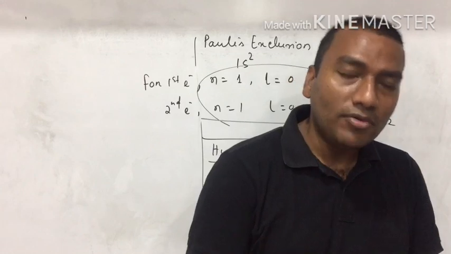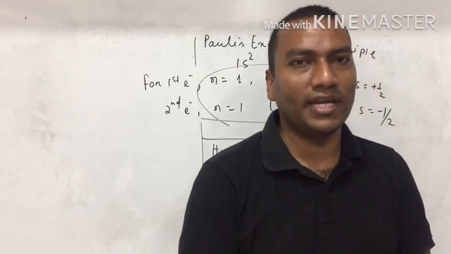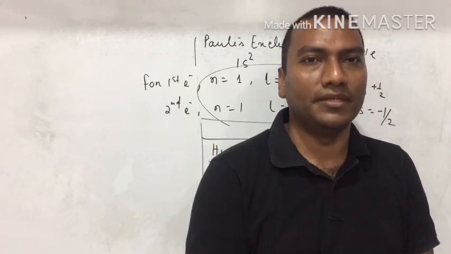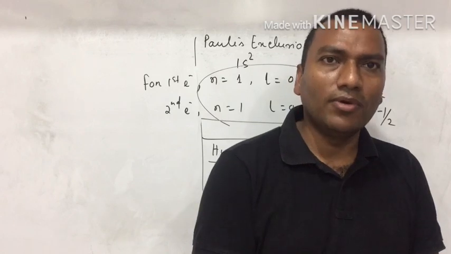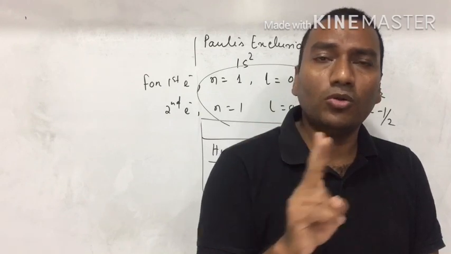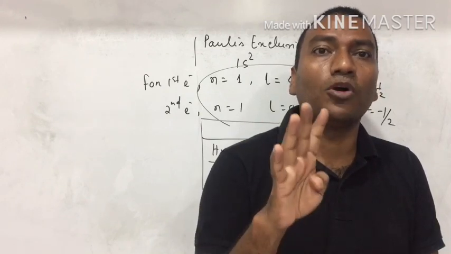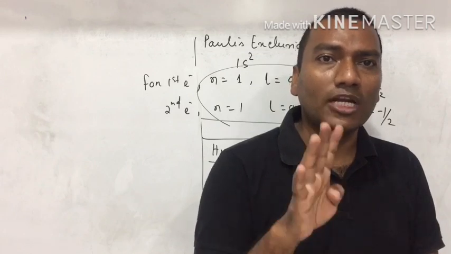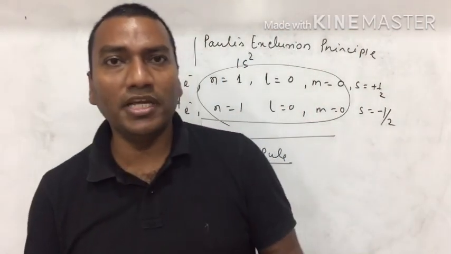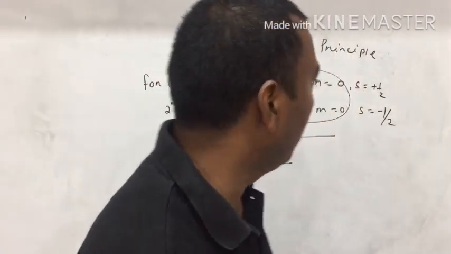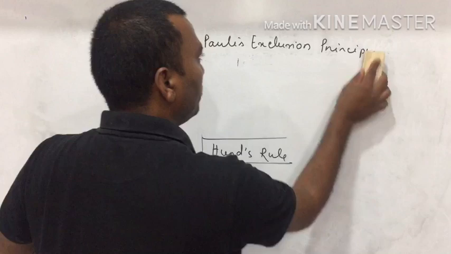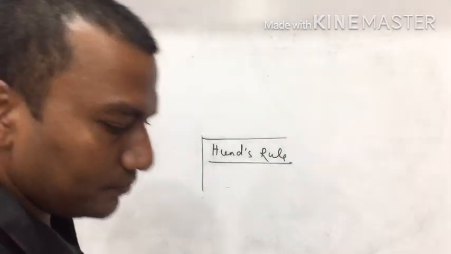So that's why you can write two definitions of Pauli's exclusion principle. One is that each orbital contains two electrons with opposite spin. And another one is that, according to Pauli, no two electrons in an atom can have the same four quantum numbers. Yes or no? So the four quantum numbers are never equal. This is called Pauli's exclusion principle. Clear? Then next, what is Hund's rule?